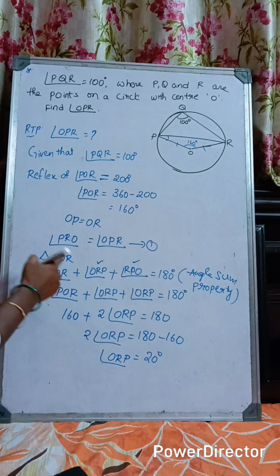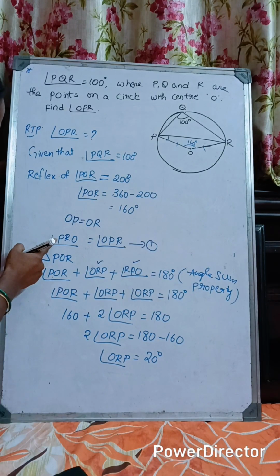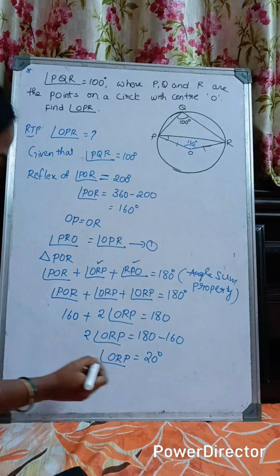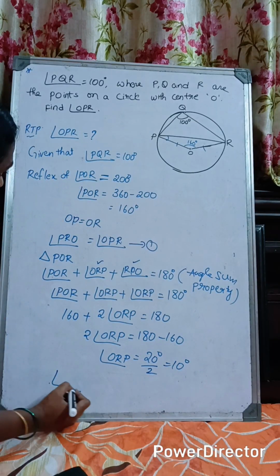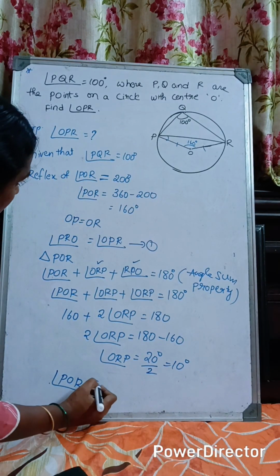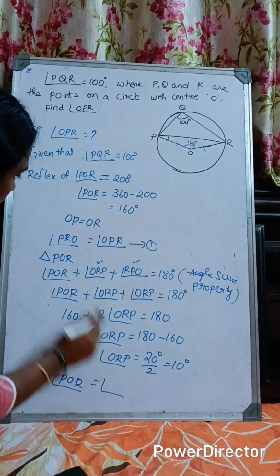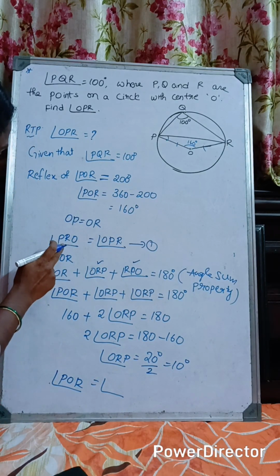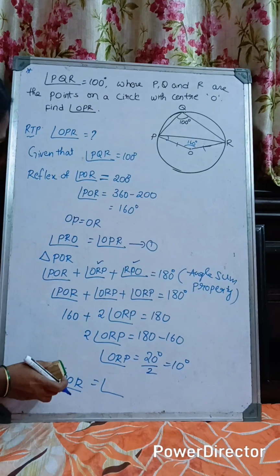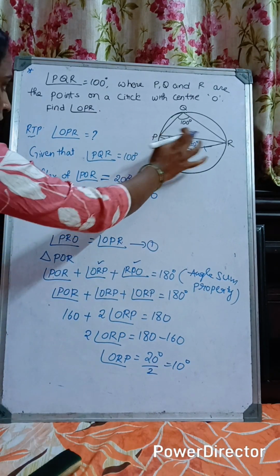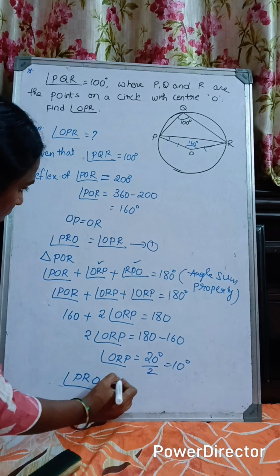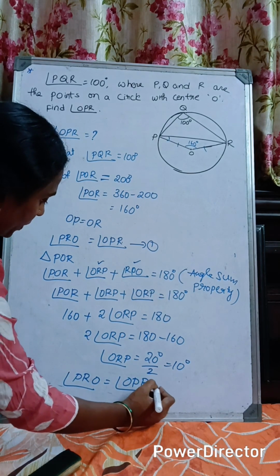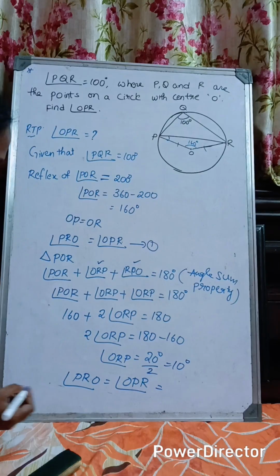If ORP is 20 degrees, then OPR, we should divide by 2, right? Yes, it is 10 degrees. Then POR, so here these two angles are equal to each other. That means angle PRO is equal to angle OPR is equal to 10 degrees. That is our required to prove.